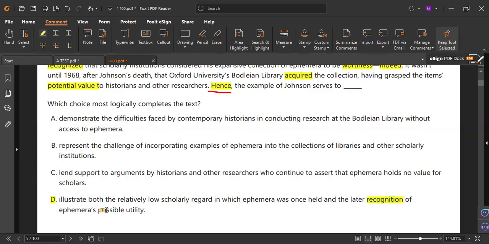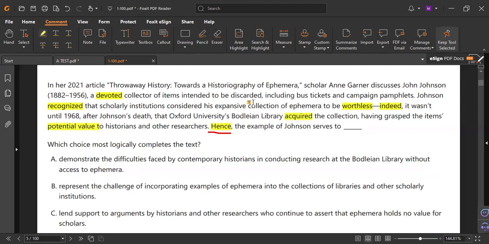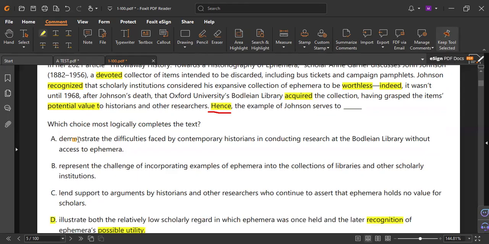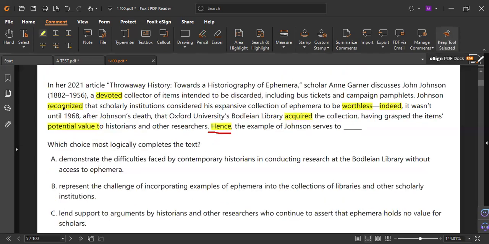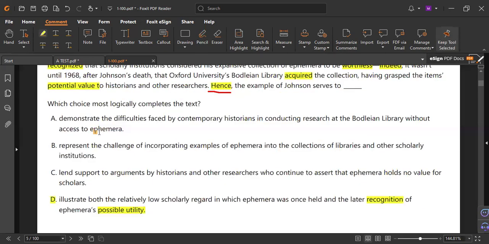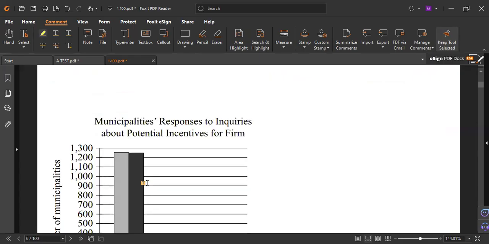of its possible utility. So in the past, as he said, this kind of collection was useless, but after that, they found it has potential value. Yes or no? Yes. That is right. So recognition, for the word recognition, potential value means possible utility. All right, now let's jump to the next.